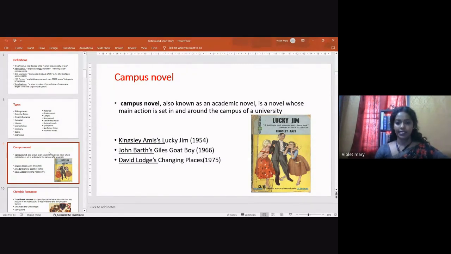John Barth's Giles Goat-Boy. Then David Lodge, Changing Places. Very important works in the campus novel. Kingsley Amis belongs to which group? Anyone? A moment. Kingsley Amis.